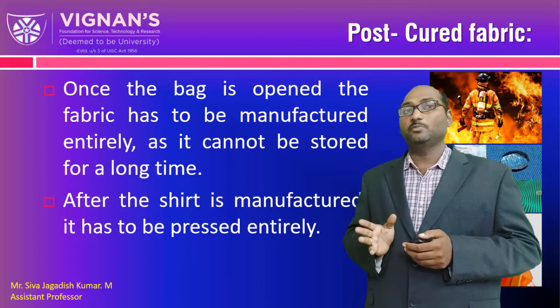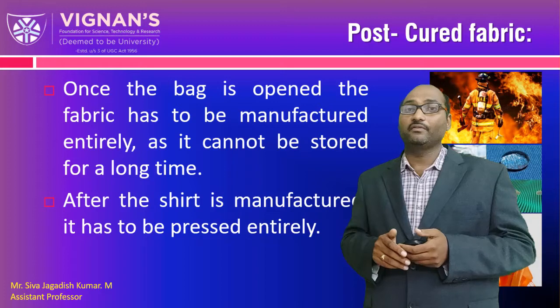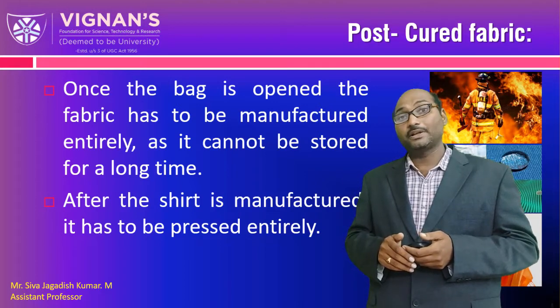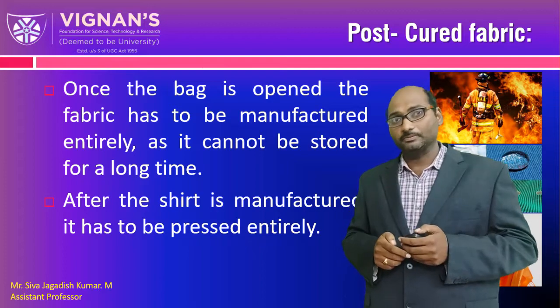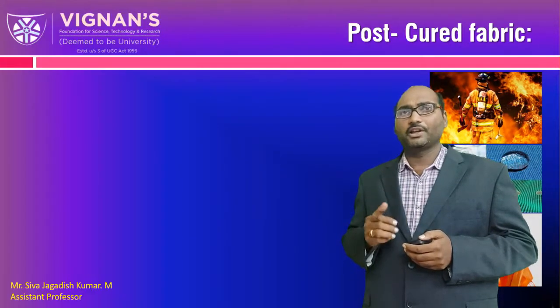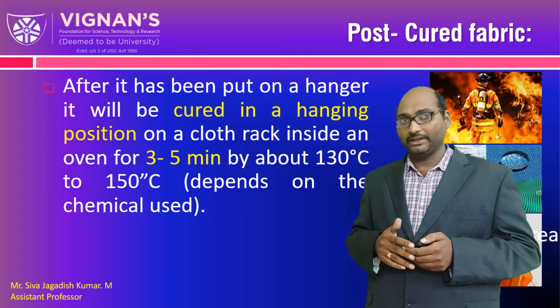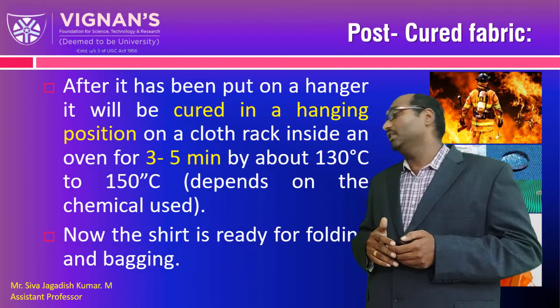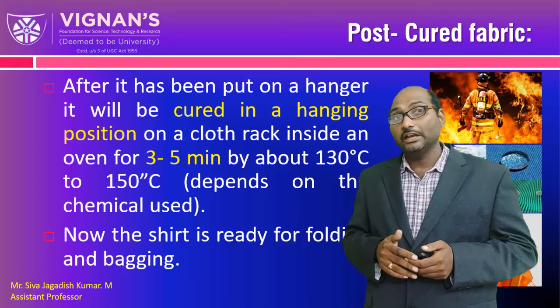Once the shirt is manufactured, meaning we cut it and all the seams are done, it has to be pressed entirely at a high temperature wherever our creases are required. Once that is done, it will be kept on a hanger and cured in the hanging position on a cloth rack inside an oven.